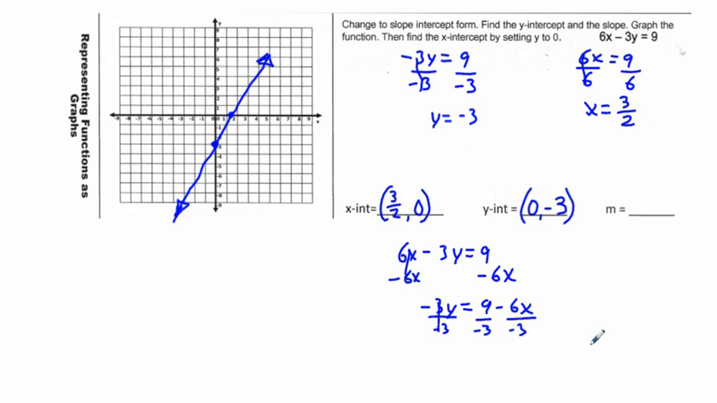So we get y, I'm going to work to the right here, y is equal to 9 divided by negative 3, that's going to be negative 3, plus 6, negative 6 divided by negative 3 is plus 2x. And the last thing I'm going to do is just rewrite this in slope-intercept form by just changing the order. So it's going to be the same as 2x minus 3. Our y-intercept is negative 3, our slope is 2, so m equals 2. So that's it.